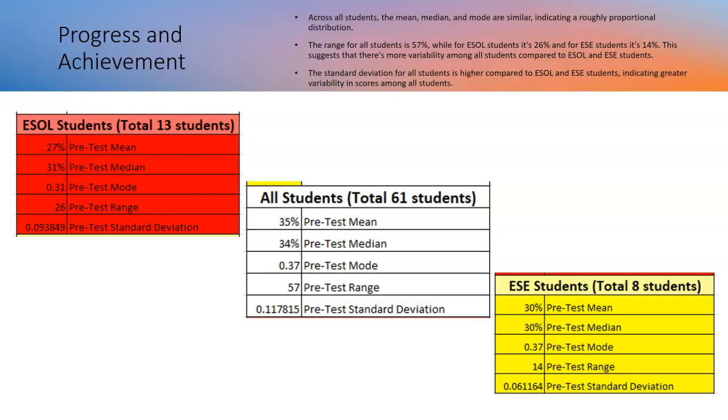The range shows the difference between the highest and lowest score. The range for the all students category is 57%, while for ESOL it's 26% and ESE it's 14%. This suggests differences in understanding, background knowledge, or mastery of the standards and requires the teachers to focus on varying levels of readiness and understanding.